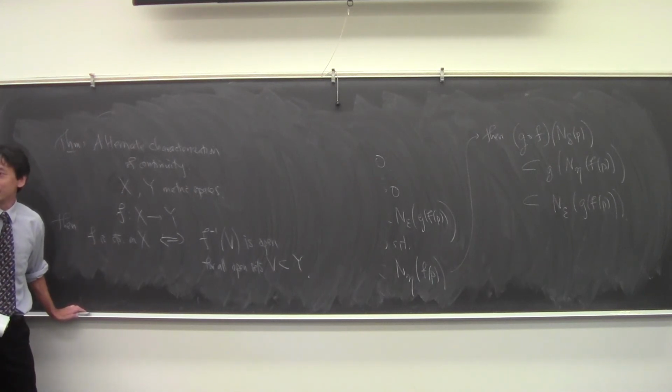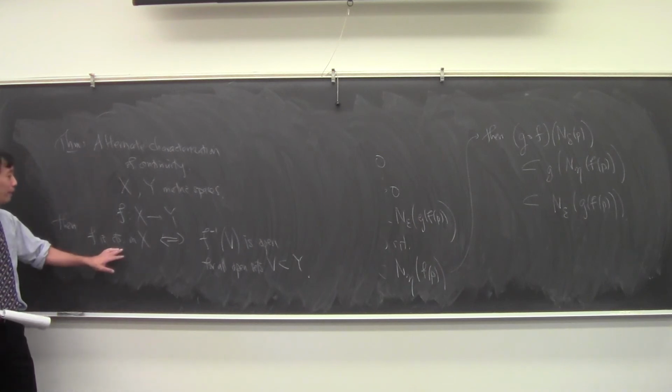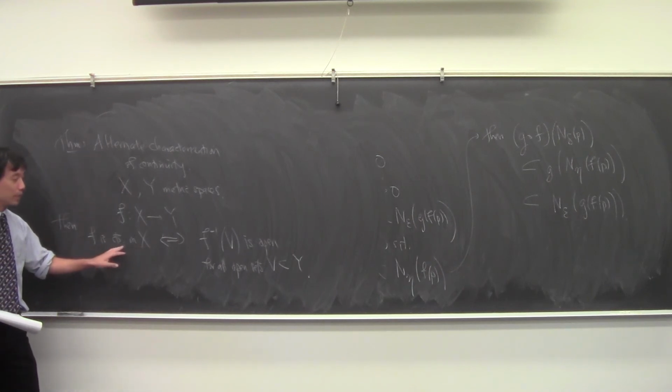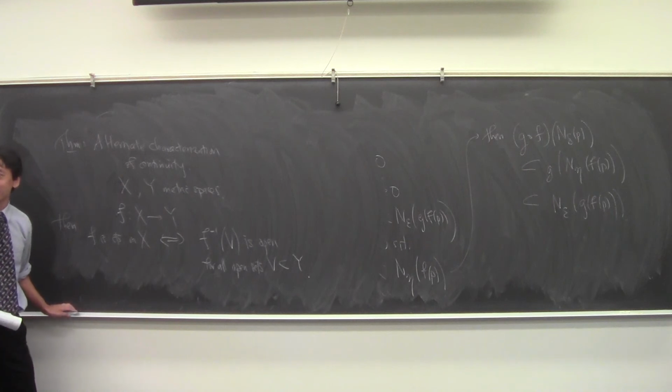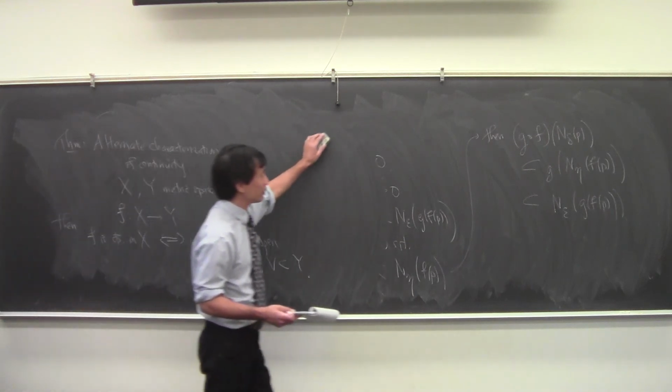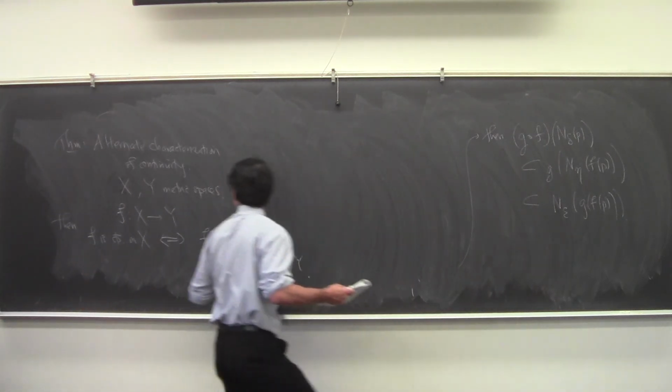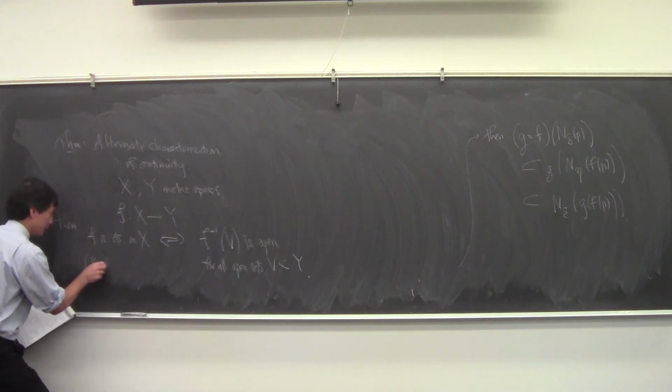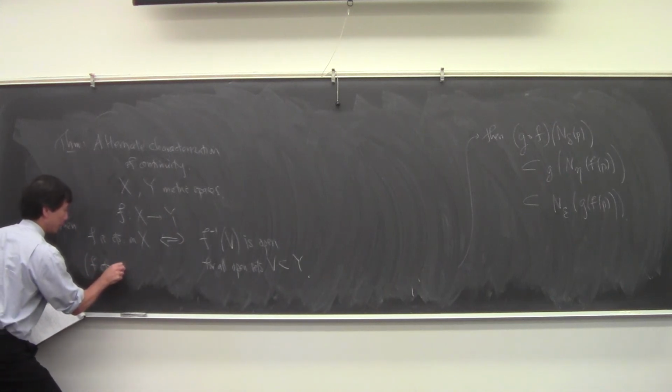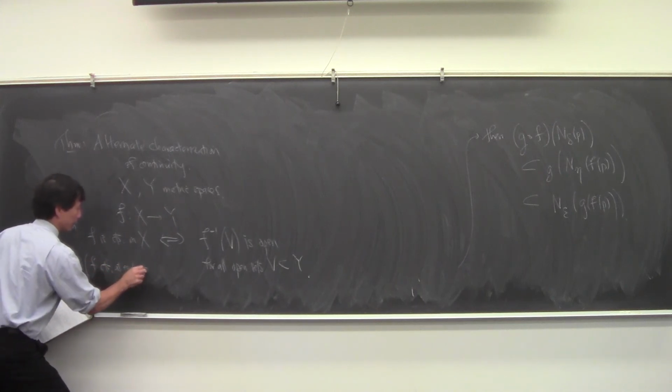Yes, Susan? So if you don't specify which point f is continuous at, does it mean that f is continuous everywhere? Yes, I'm sorry, I should have said that. f is continuous on X means that f is continuous at every point of X. So f is continuous at each x.